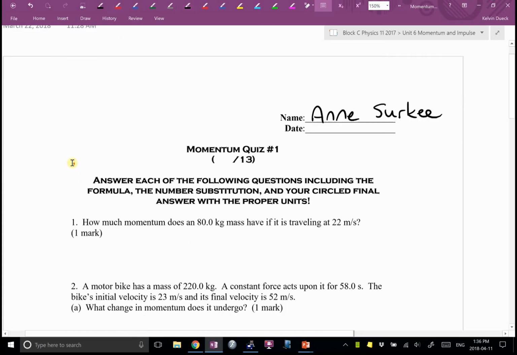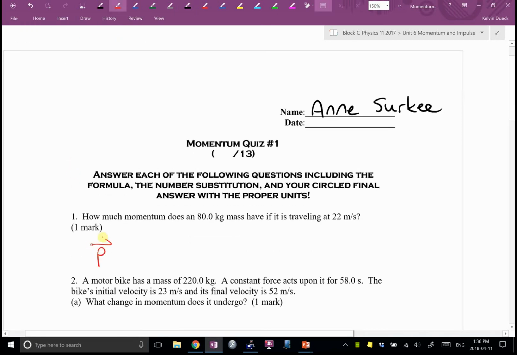Number 1, how much momentum? So momentum, 1 mark, is mass times velocity. So it's going to be 80 times 22. 80 times 20 would be 160. No, 80 times 20 would be 1,600. 80 times 2 would be 160. So it's going to be 1760? Yeah.